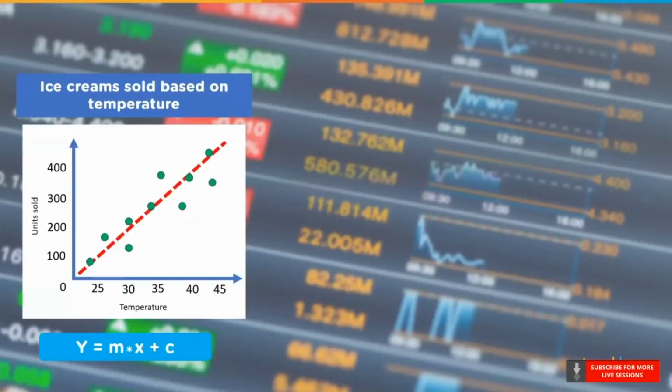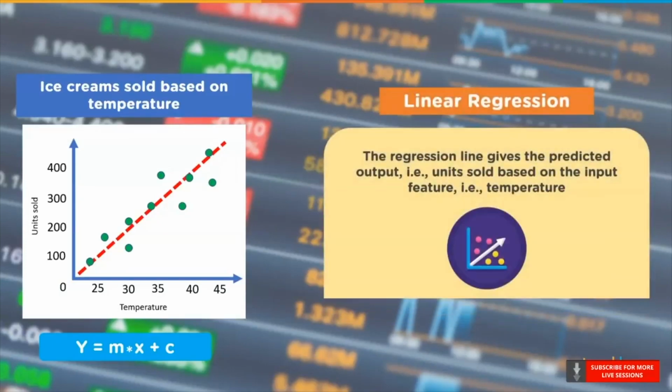Now here is an example to predict the total number of ice creams a vendor or a company can sell based on the temperature of the day. You can see the green dots represent the actual data points. So the x-axis has the input variable, that is temperature, and the y-axis has the target variable, that is units sold. Linear regression uses the linear equation formula y = mx + c, where m is the slope of the line and c is the intercept. We find the coefficients and plot the regression line.